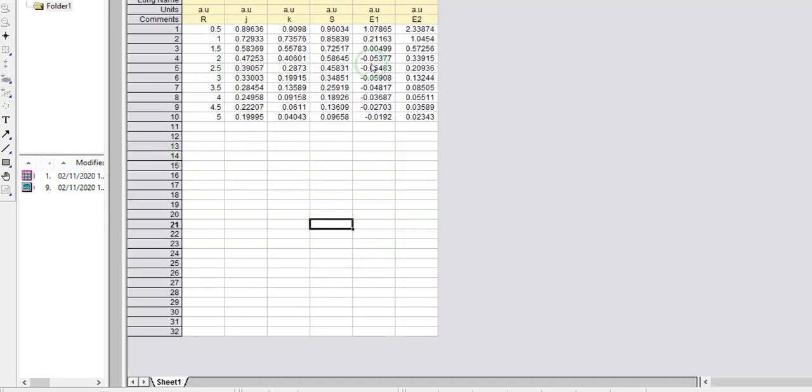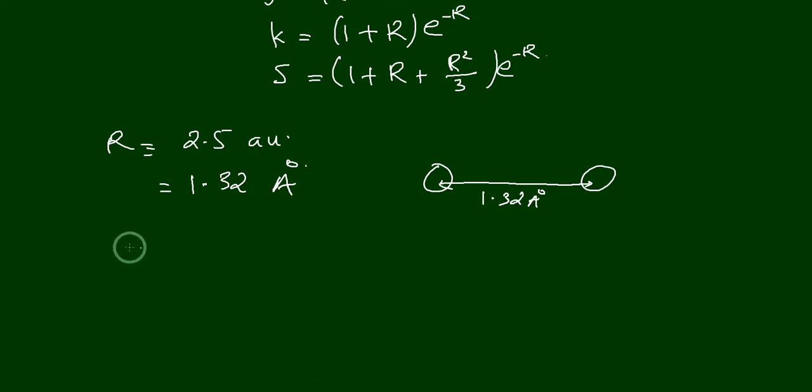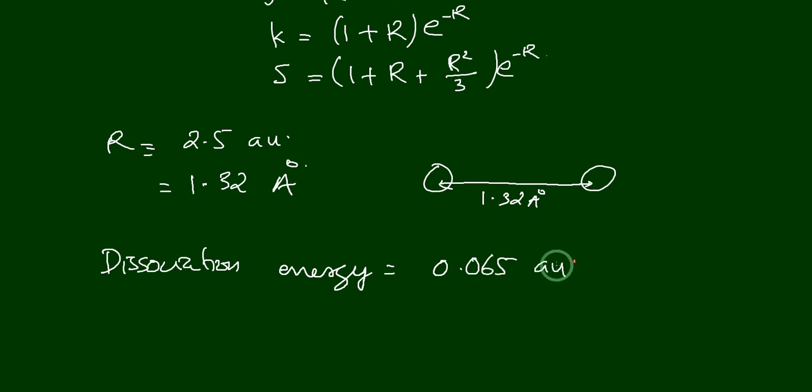This energy, the 2.5 corresponding energy in the table, is -0.06483. 0.06483, 0.06 atomic unit. So that is the minimum energy. That is energy corresponding to dissociation energy. So dissociation energy is equal to 0.065 atomic unit, and if we are converting this to electron volt, that is 1.77 electron volt.